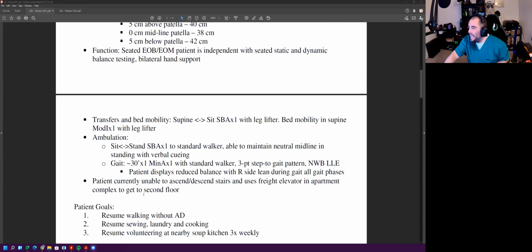All right, patient is using a 3-point step-to gait pattern. Uh-oh. Now we've got to review the gait patterns. How many of you guys remember all your gait patterns? Does anyone remember them all?